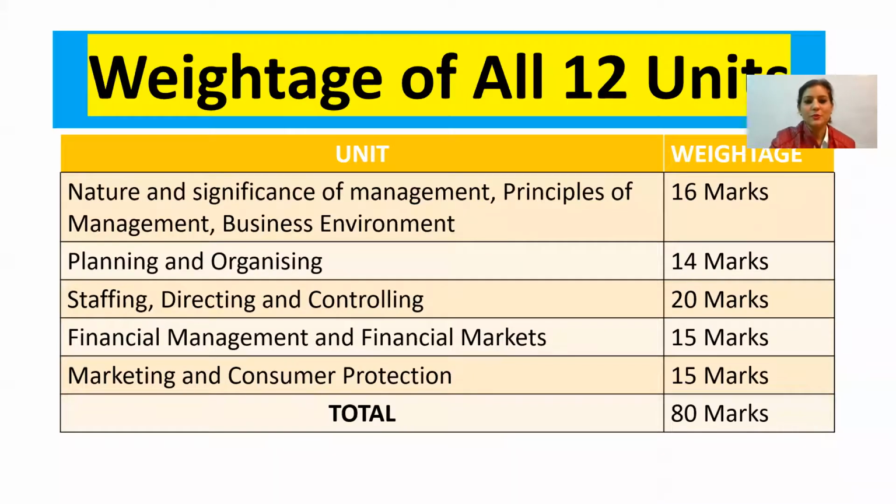Weightage of all 12 units: units 1, 2, 3, 16 marks; unit 4 and 5, planning and organizing, 14 marks; staffing, directing and controlling, 20 marks; part 2, NCERT part 2, total 30 marks, 15 marks for chapters 9 and 10, nothing has been deleted from chapters 9 and 10; and chapter 11 and chapter 12, marketing and consumer protection, 15 marks. This is the weightage. 80 marks theory and 20 marks practical.